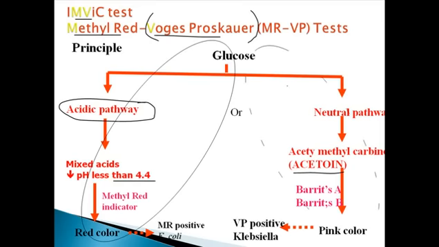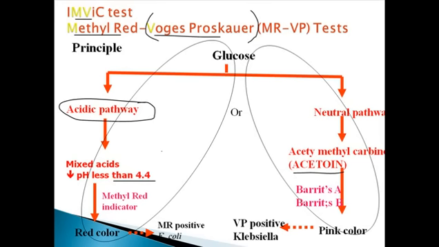So this is another set of reactions, and that's how the reactions go on all the time. What we have to do is prepare a glucose broth and divide it into two different test tubes. After inoculation and 48 hours of incubation, we add methyl red into one tube and VP, that means Barritt's 1 and Barritt's 2, into the other. After adding all those reagents, we look for the result.